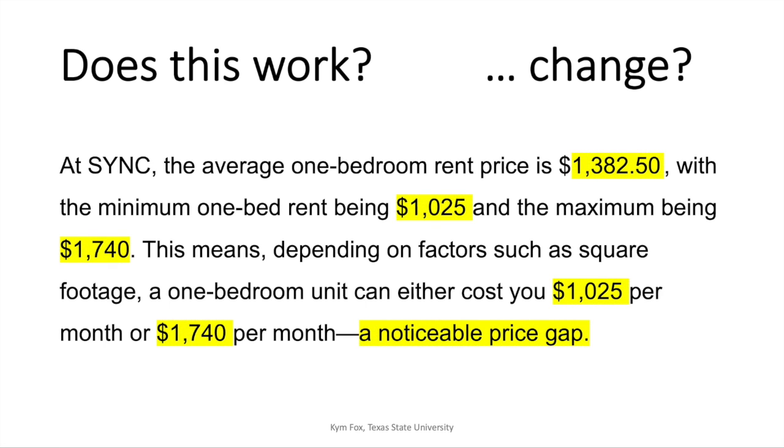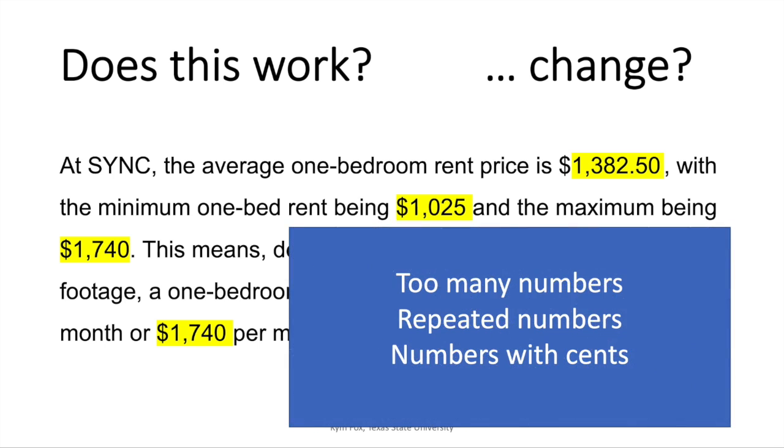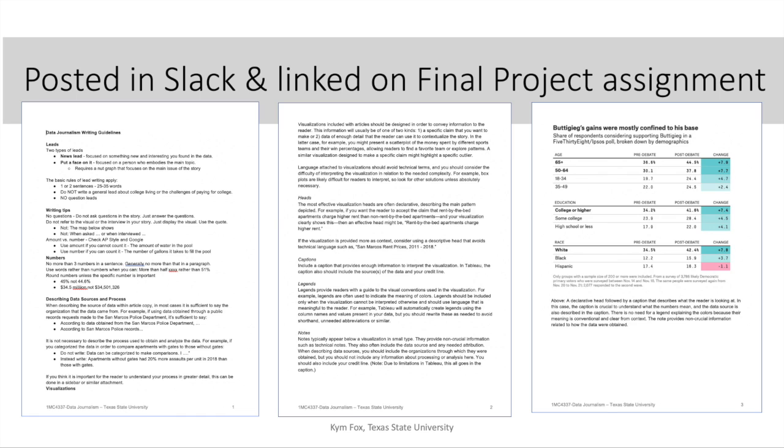Don't do this. If it's a noticeable price gap, which you can point out if you've got the numbers, maybe that's the point. There's a noticeable price gap between even the different versions of one-bedrooms, right? So too many numbers, too many repeated numbers, and don't use cents. So this is what it looks like.